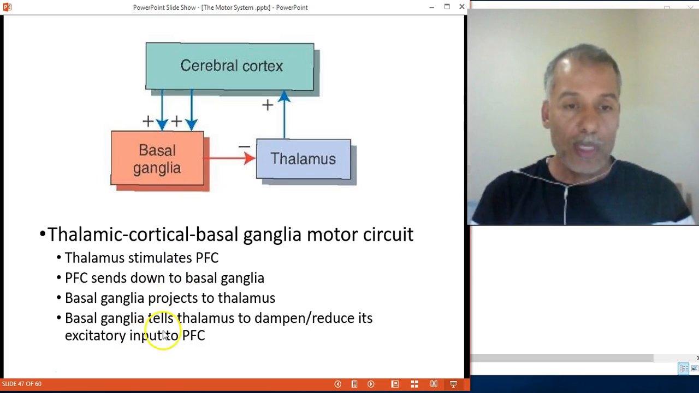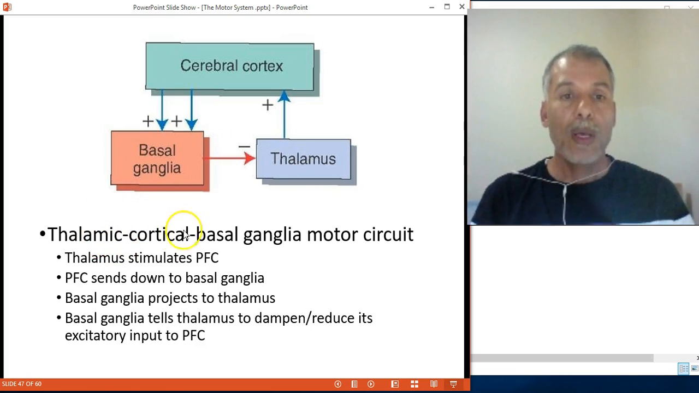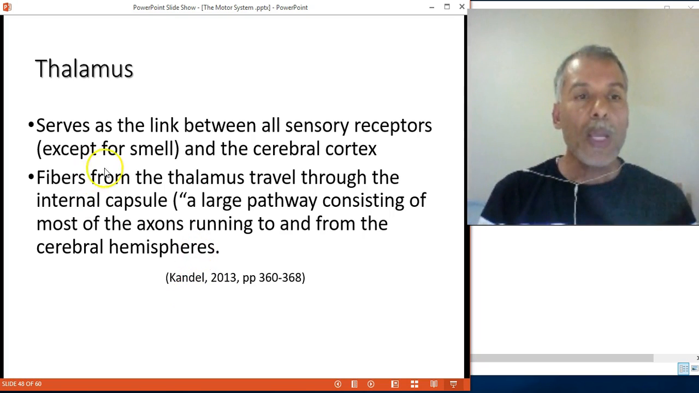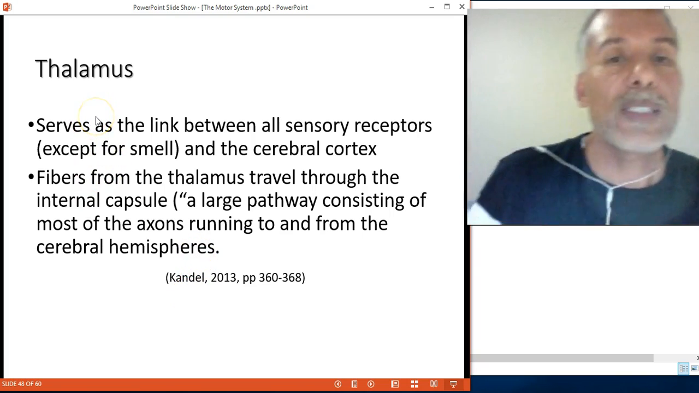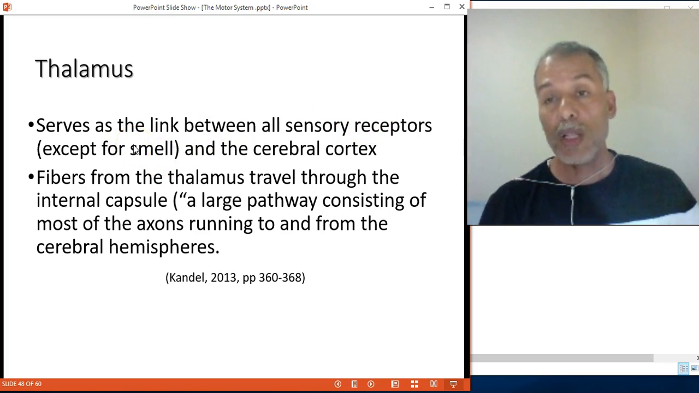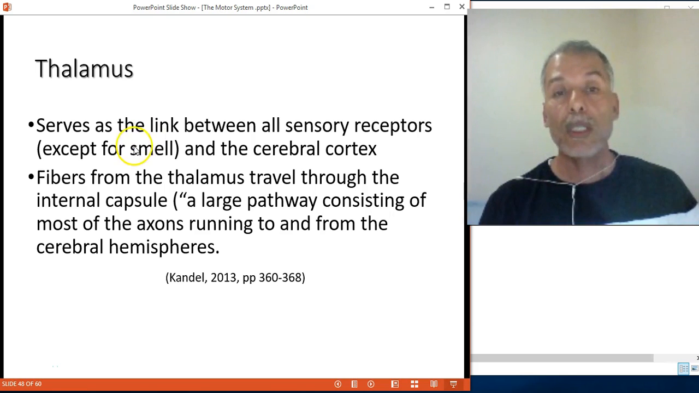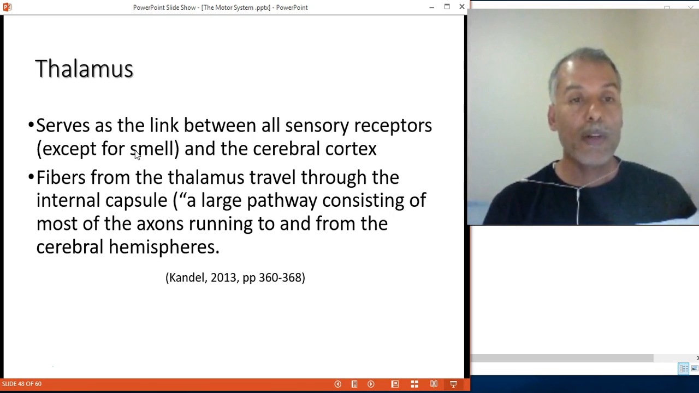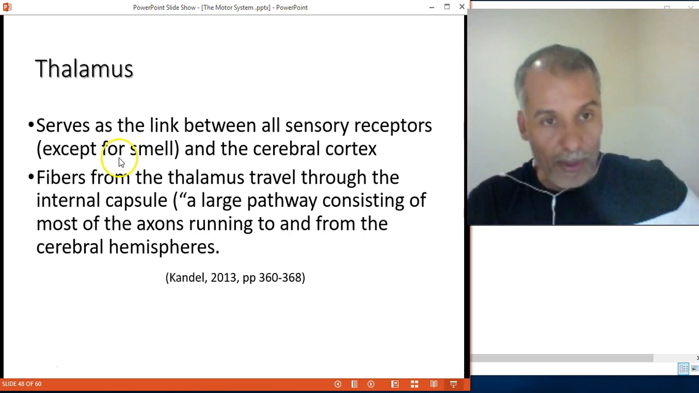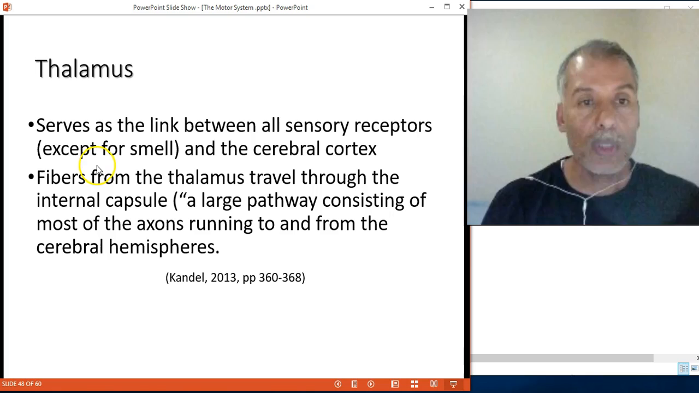So again, please know the steps of how this thalamic, cortical, and basal ganglia motor circuit works. 1, 2, 3, 4. The thalamus serves as the link between all sensory receptors except for smell. Smell is very special, and it doesn't need a middleman because it is your survival. Part of your survival mechanism is to recognize smells very quickly and to act on them. A noxious smell is going to mean that there is danger, and it could kill the person.